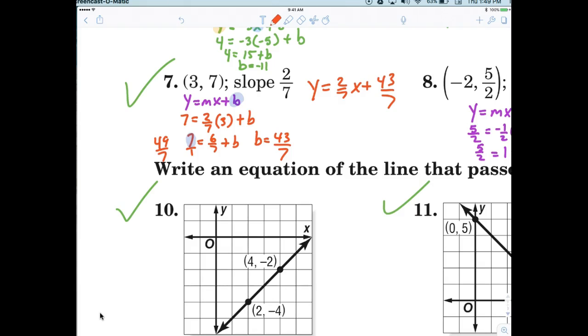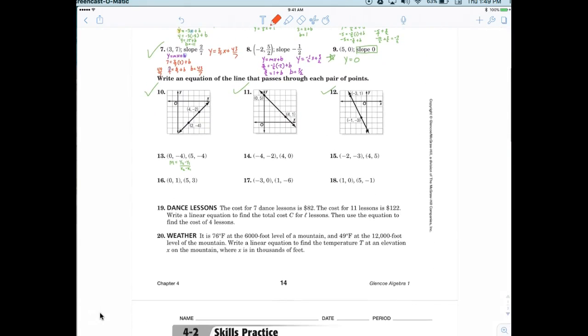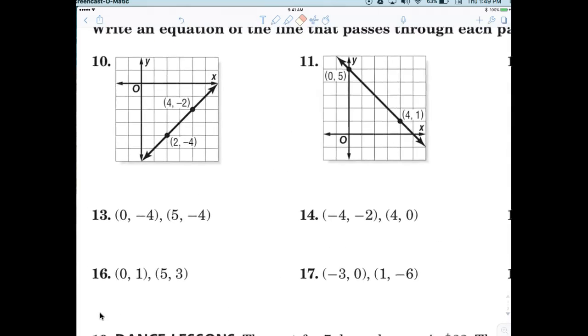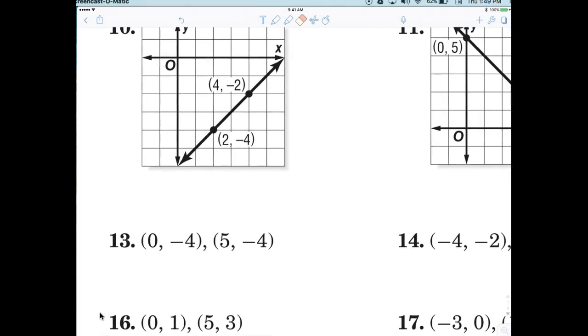Now, I want to move on to the harder problems. So here we go. But before I go into the harder ones, we're just going to practice number 10. We're going to practice number 10.